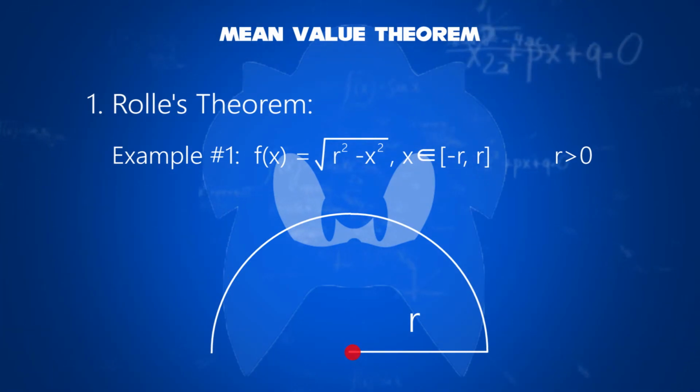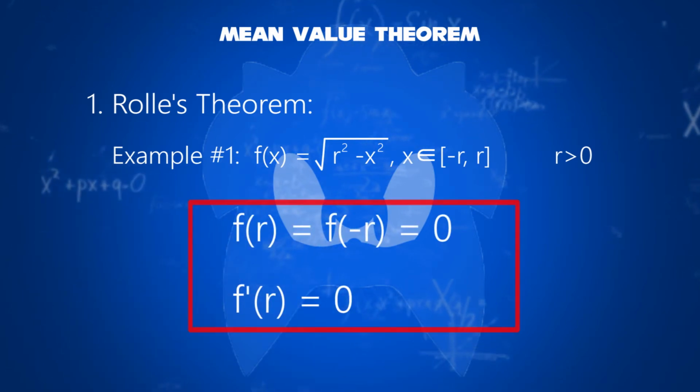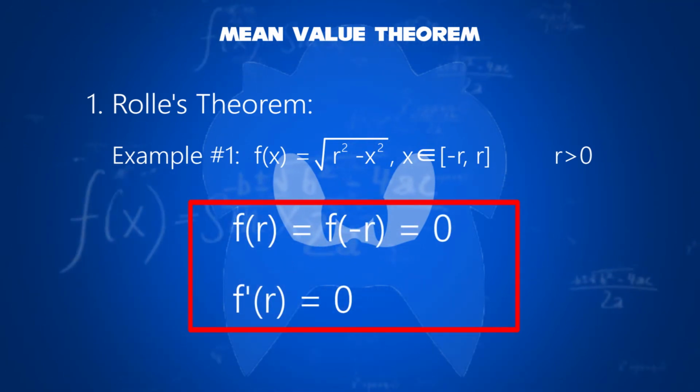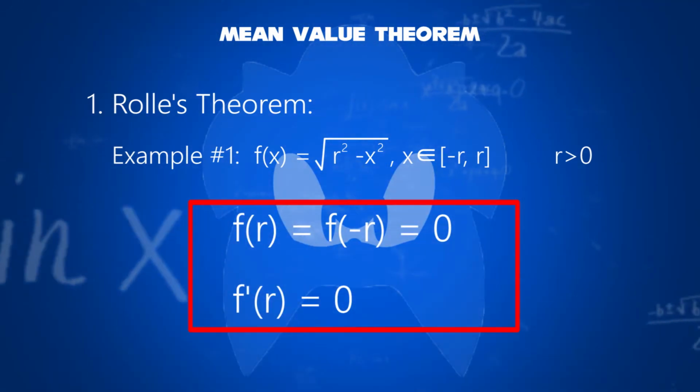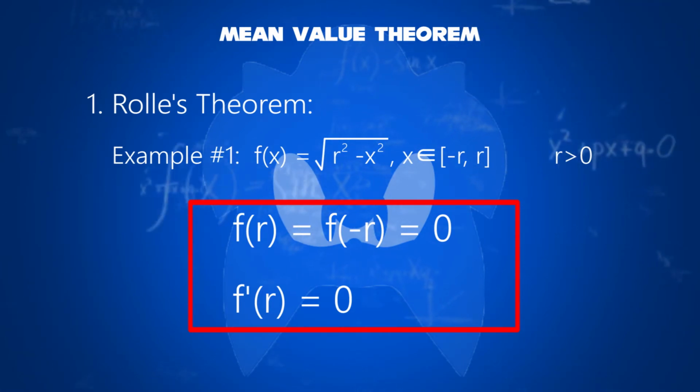The semicircle can be either upper or lower. We can substitute x into r as per the satisfaction of Rolle's theorem. f of r becomes 0, the same as f of negative r, and the derivative of f is 0.